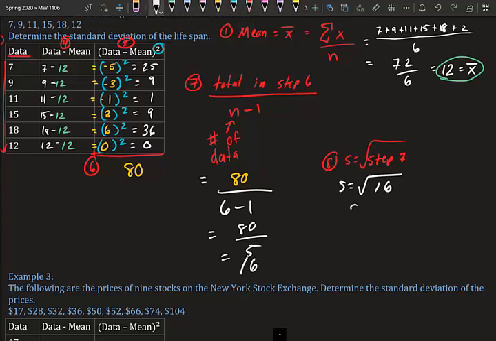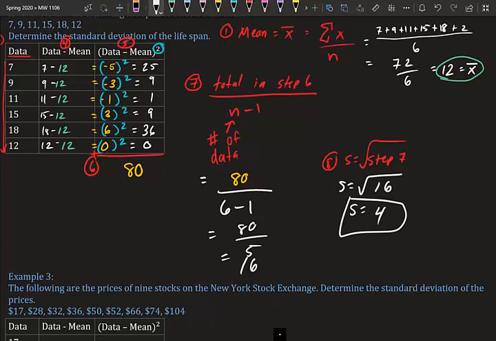So the square root of 16 is 4. So the standard deviation is 4. Now what that means, my best possible explanation where it's not too mathy, it might make sense, it might not, is we found the difference between the average and how different it is from... it's a little hard to explain.